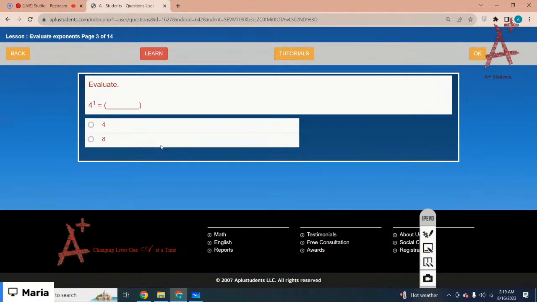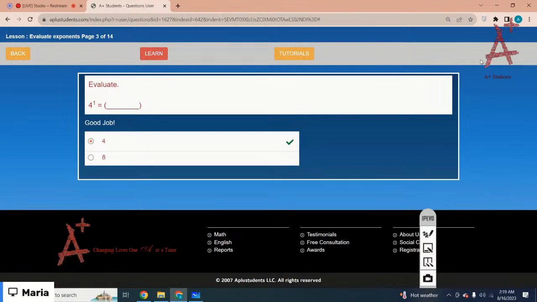Yes, very good. Any number whose exponent is 1 equals the same number. So 4 exponent 1 equals 4.